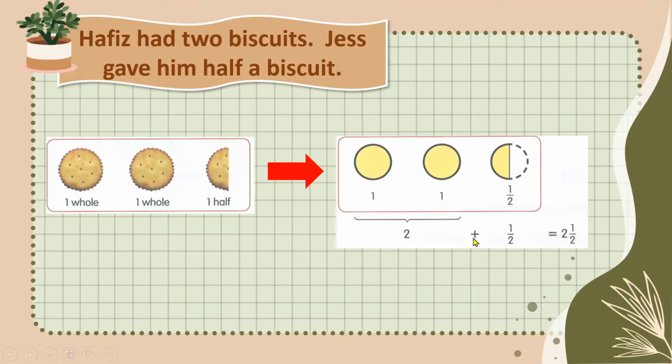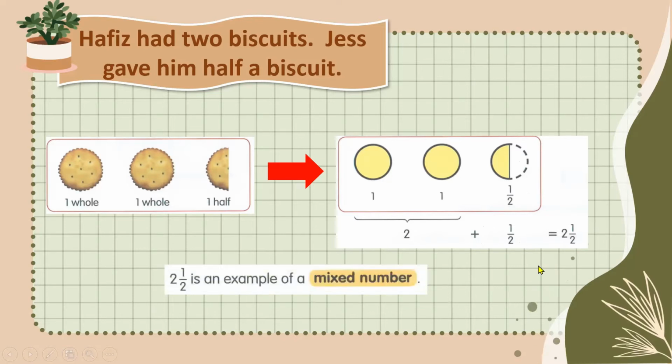So 2 plus 1/2 is equal to 2.5. 2.5 is an example of a mixed number.